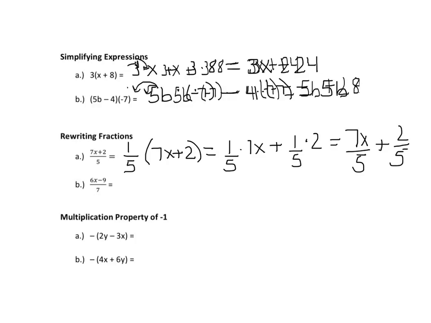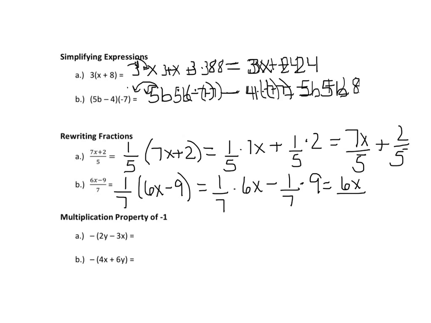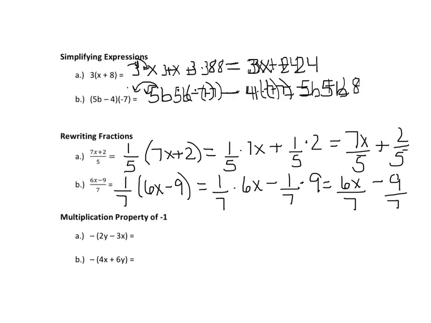Now in this next example, we're going to do 1/7 times 6x minus 9. So we have 1/7 times 6x minus 1/7 times 9. So when we multiply that, we have 6x over 7 minus 9 over 7. Again, you should notice that we just separated the top two terms, 6x and minus 9, and gave them both a denominator of 7.